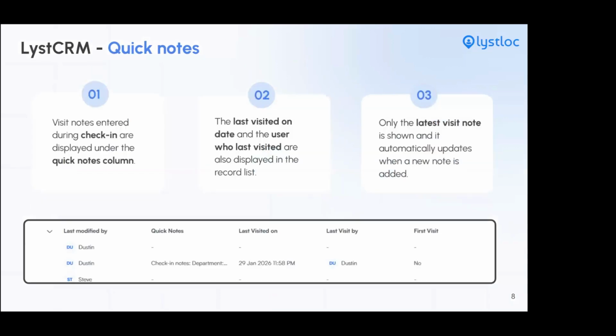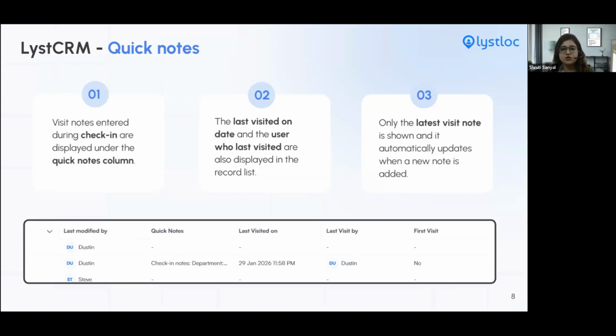Proceeding forward, we have List CRM Quick Notes. Under List CRM, once you open any customer module or deals module, you'll see under Quick Notes all the details. It can be the check-in notes or the checkout notes, whatever the user has added, and also the last visited day, meaning which day the customer was last visited by the user, and the latest visit note, who last visited. Every detail you'll get over the CRM.